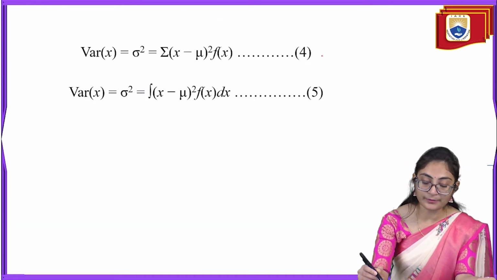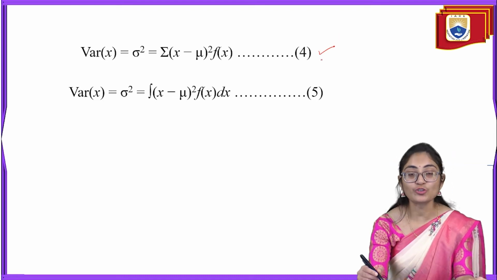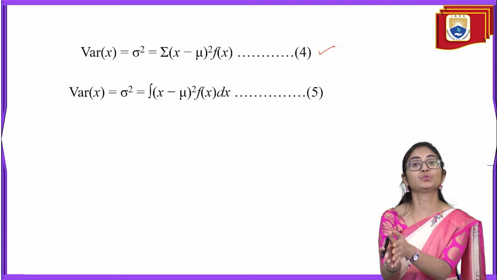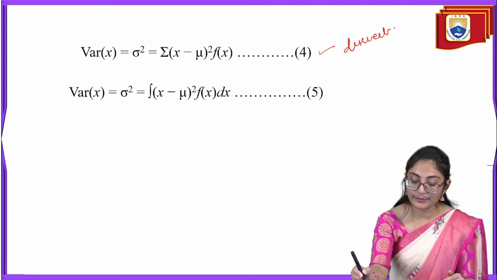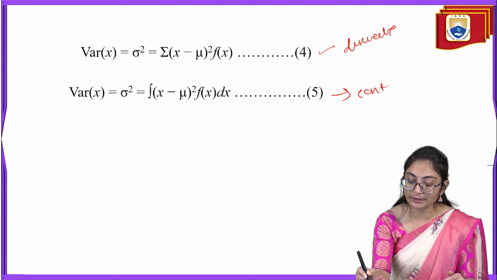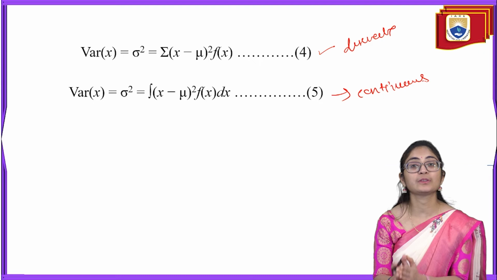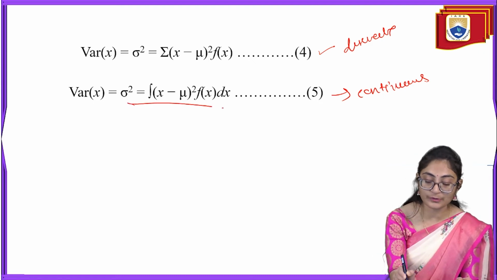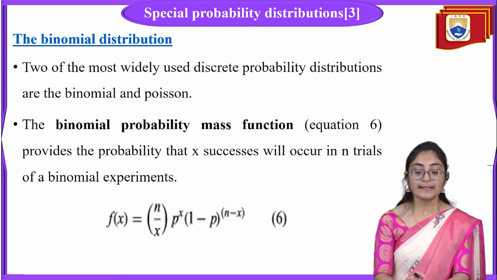Now you can say that the variance of x is equal to sigma square, the summation of (x minus mu) square into f of x, for the discrete case. And for the continuous case, the variance of x is equal to sigma square, the integral of (x minus mu) square into f of x dx.